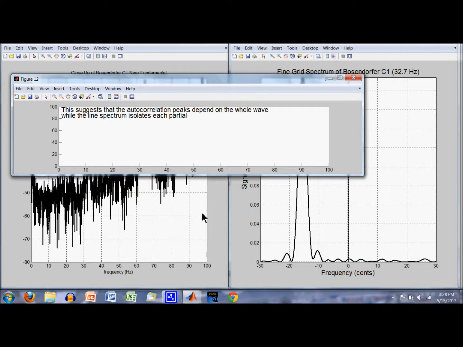However, this example shows that the line spectrum gives the location of the strengths at the various frequencies for a wave, whereas the autocorrelation takes into account all of these strengths and shows where the actual pitch might be located, what frequency the pitch has.